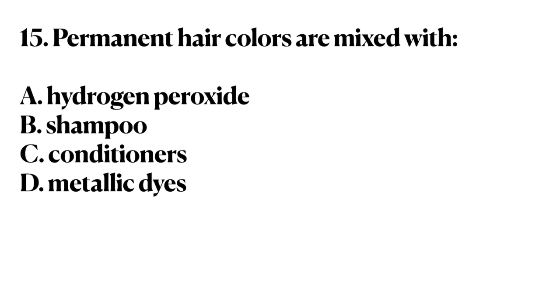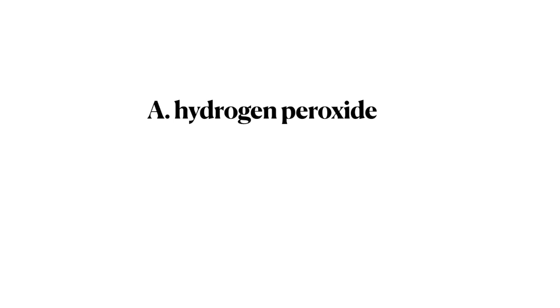Number 15. Permanent hair colors are mixed with A. hydrogen peroxide, B. shampoo, C. conditioners, D. metallic dyes. The answer is A. hydrogen peroxide.